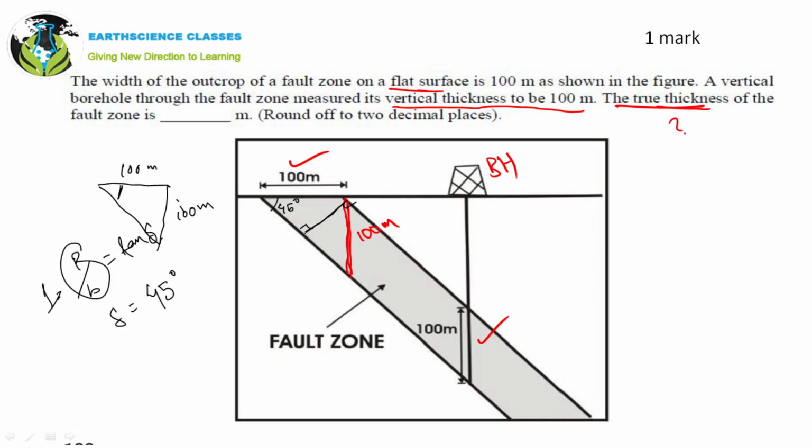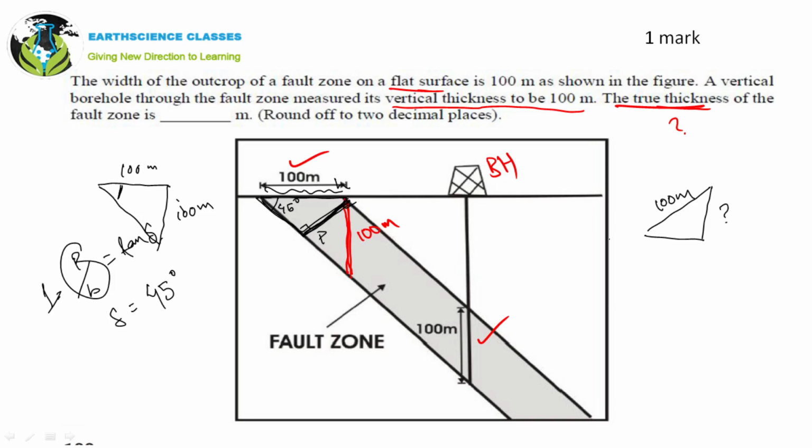Now you have to find out the true width. Now this is a different triangle. This is the true thickness which is asked, and this is 100 meter which is given, right? This is the triangle. So 100 meter is given, this one is the base, it is the hypotenuse, and it is the perpendicular.